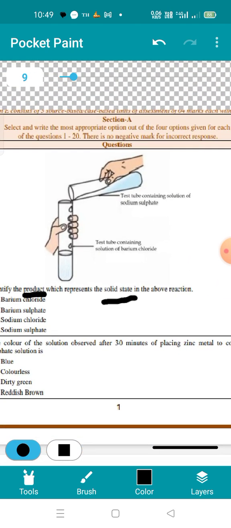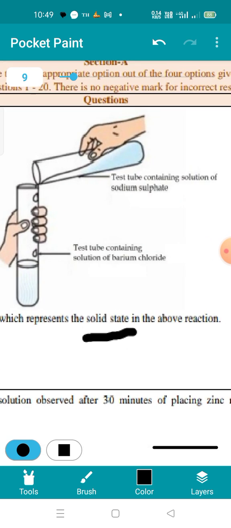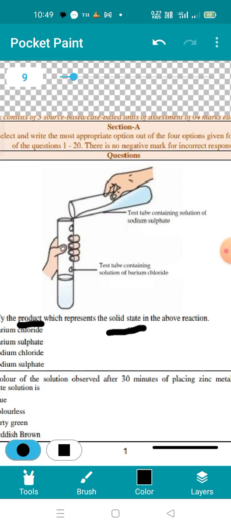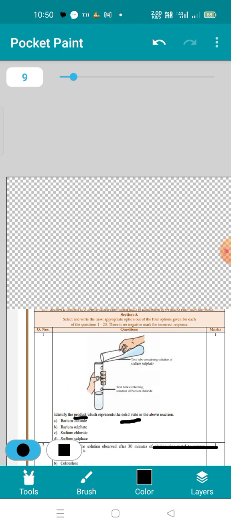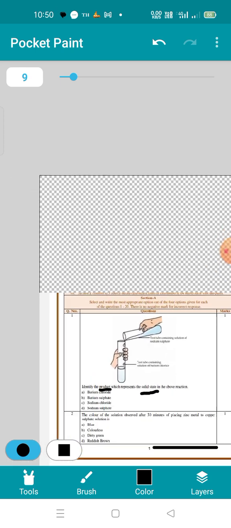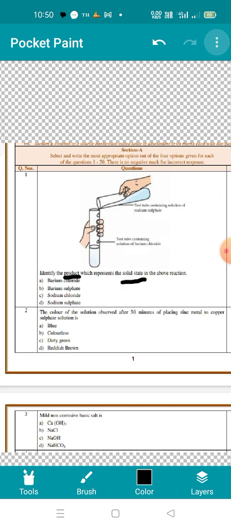If you look at the figure carefully, in the vertical tube we have the first reactant, which is solution of barium chloride, and in the second test tube we have another reactant, which is solution of sodium sulfate. So we have to determine the product which is in solid state. First of all, a chemical reaction will take place between these two reactants. So what are the two reactants here? The two reactants are sodium sulfate and barium chloride.